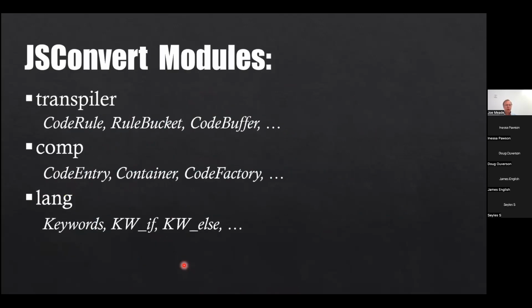Here's some other modules. If you really want to get into writing your own code, these are modules you're going to have to familiarize yourself with. The transpiler module is really the big one. It has all the main classes in it. Comp and lang are used to actually model the JavaScript. So you'll look at them, but you won't necessarily want to extend them very much.